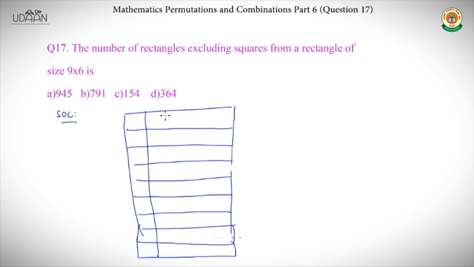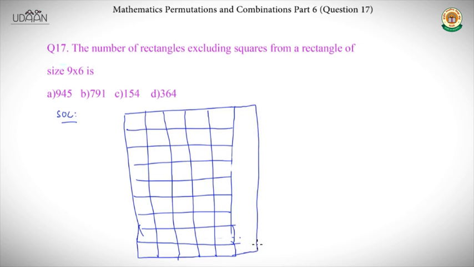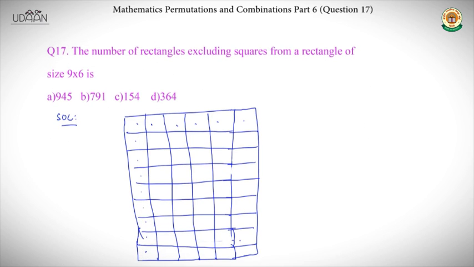So now we are making a 9 cross 6 rectangle. Basically we are dividing it into squares of size 1 cross 1. This is what a 9 cross 6 rectangle means, that we have 1 2 3 4 5 6 columns and 1 2 3 4 5 6 7 8 9 rows. Now the question says the number of rectangles. So how do we choose the number of rectangles?